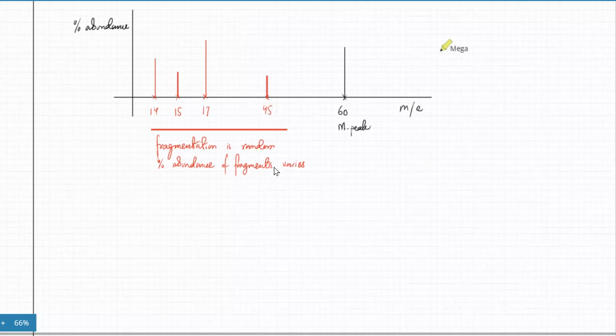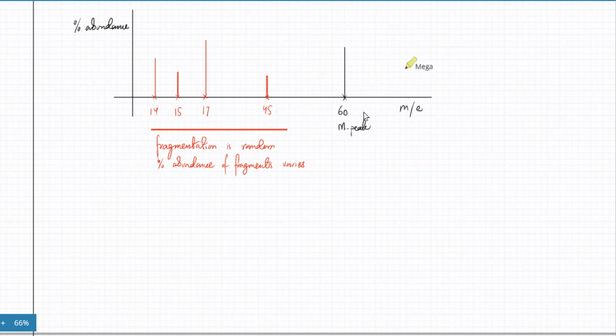Because remember, these are small pieces of the same molecule. You got a 14, you got a 15, you got a 17, you got a 45, and you got a 60. So you can think of it as a jigsaw puzzle. This is the big molecule over here, and all these small molecules are just pieces of this big molecule. So if you can solve the puzzle and put them together in the right way, you can figure out what this 60 is.